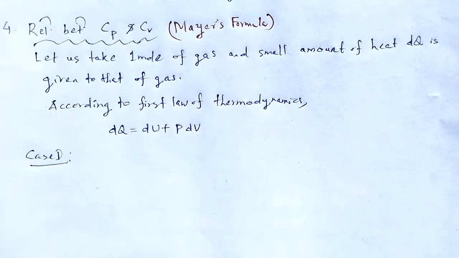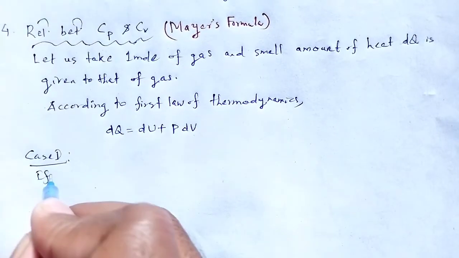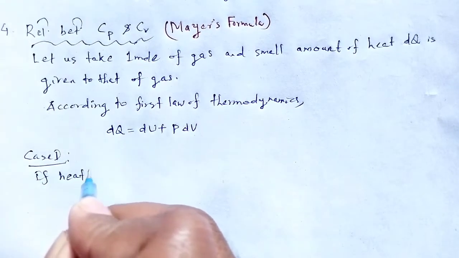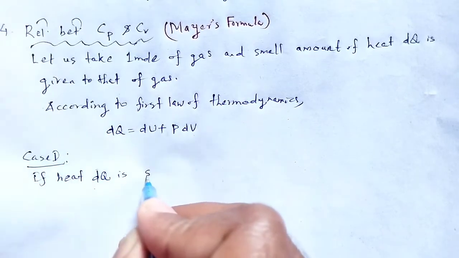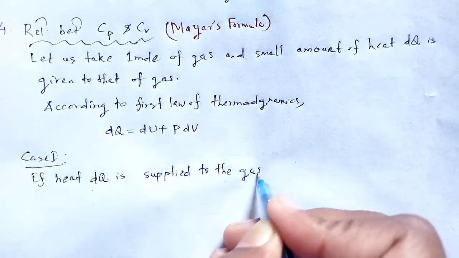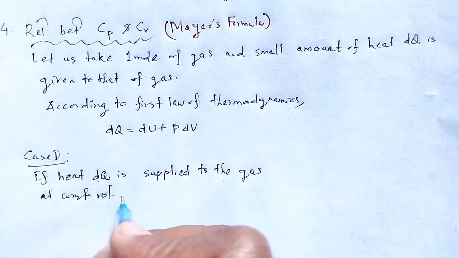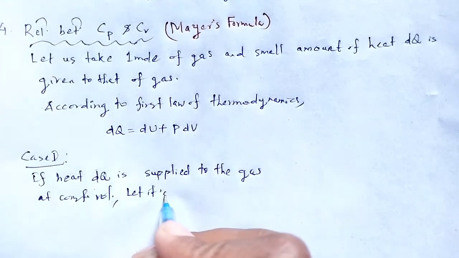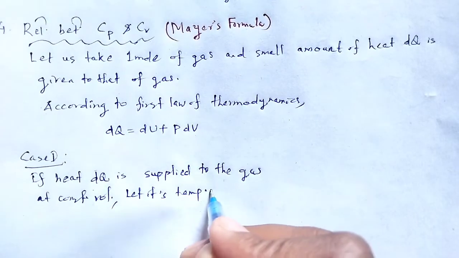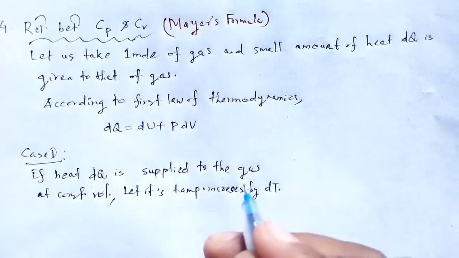So, case 1: if the same heat dq is supplied to the gas at constant volume, let its temperature increase by dt.